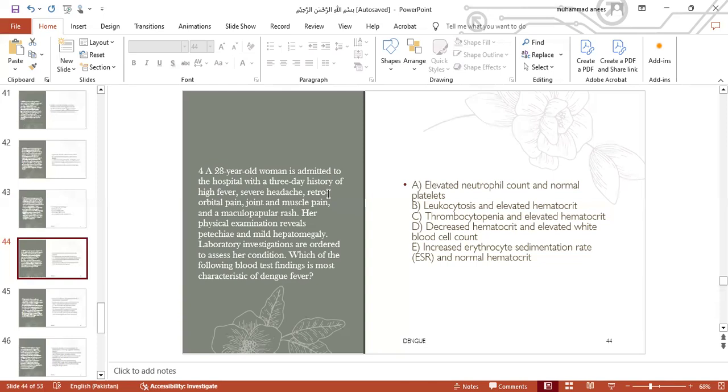A, elevated neutrophil count and normal platelets. B, leukocytosis and elevated hematocrit. C, thrombocytopenia and elevated hematocrit. D, decreased hematocrit and elevated white blood cell count. E, increased erythrocyte sedimentation rate and normal hematocrit.